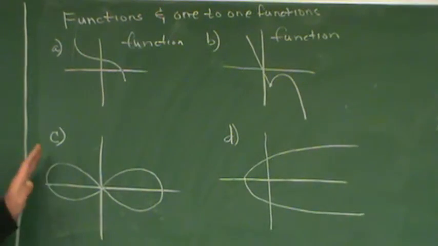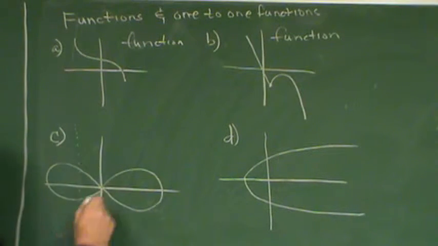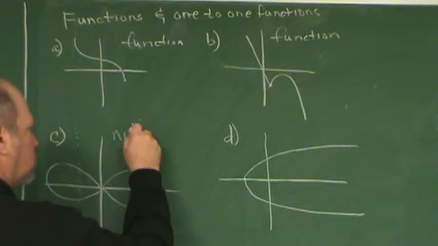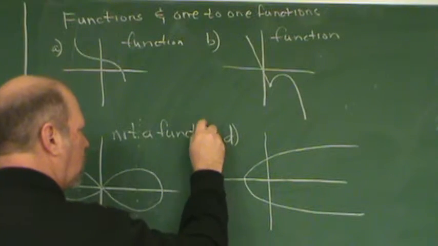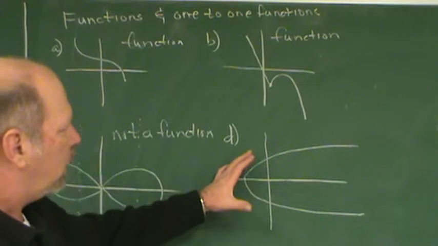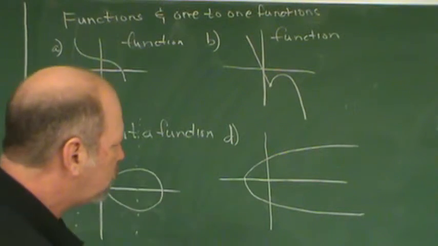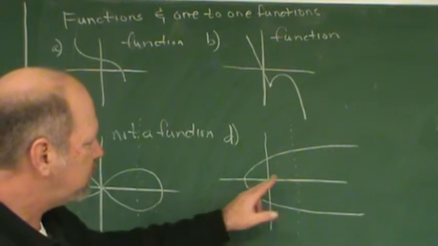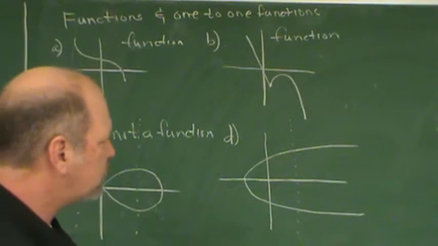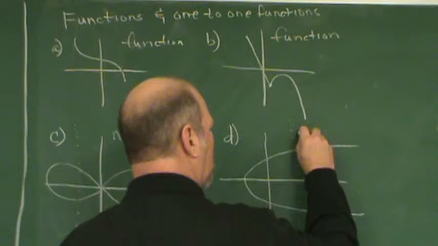If we look at part C, just about anywhere I draw a vertical line, I can draw a vertical line here or here. Anywhere I draw a vertical line, I'm going to get the graph more than once. So this guy is not a function. And we have the same scenario with the example D. Once again, if I draw a vertical line, just about anywhere past this point, I'm going to hit this graph more than once, so this guy is also not a function.